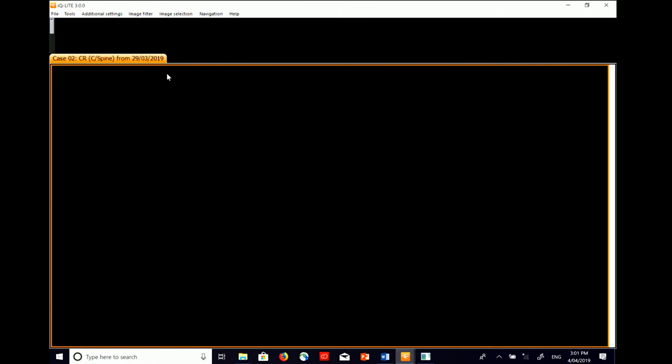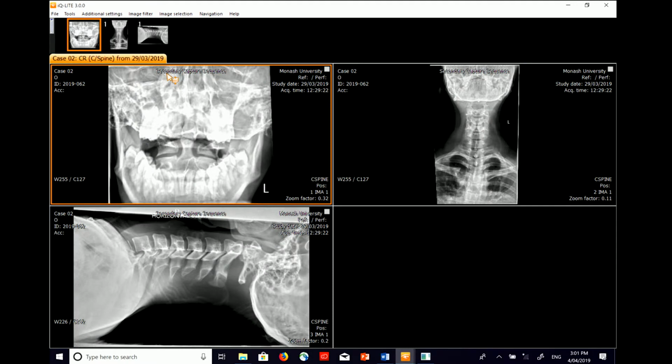Now moving on to case 2. So with case 2, we have a patient who was involved in a car accident where the airbag deployed and now has diffuse tenderness over the cervical spine, and they were querying whether there is a fracture.